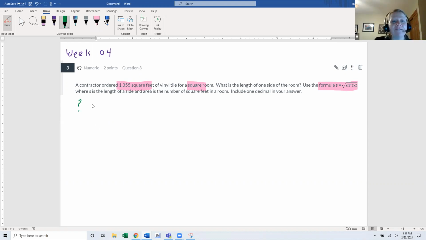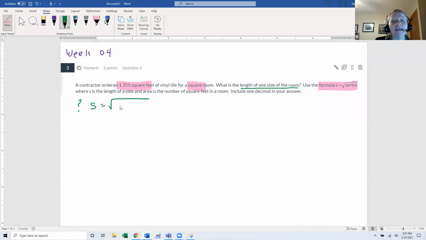Okay, all right. So we're trying to find the length of one side, right? Which is exactly the square root of the area. So we want to find S. We want to find S. Like you said, that's equal to the square root of the area.